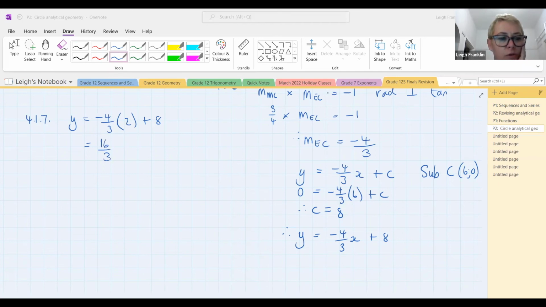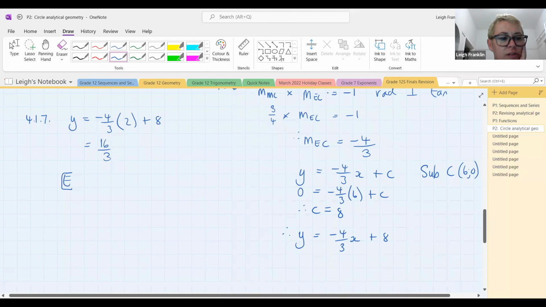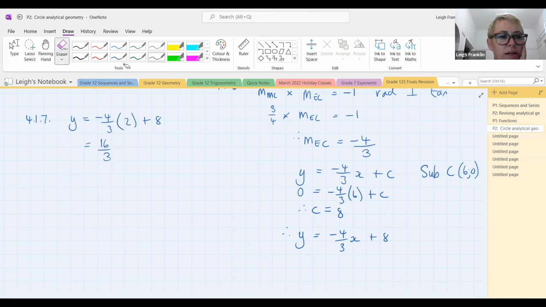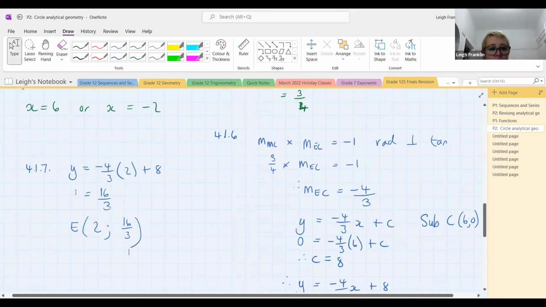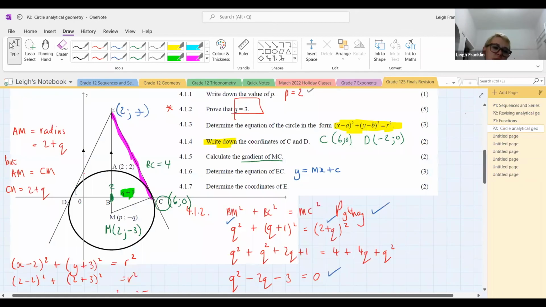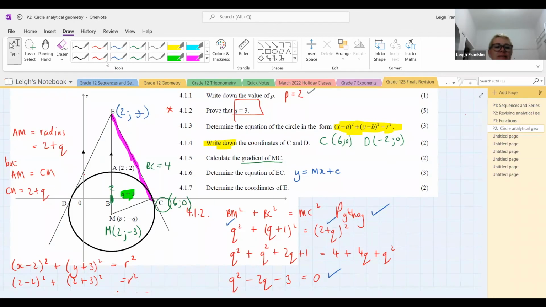Okay, so the coordinates at E are 2 and 16/3. If we go back and have a look at the diagram, we can see E is a point in the first quadrant, so that makes sense to us that those would be the coordinates.